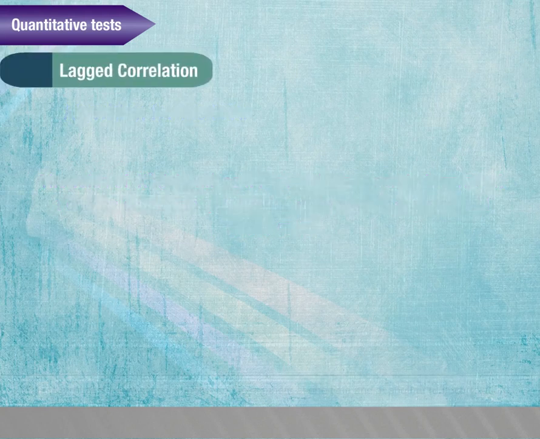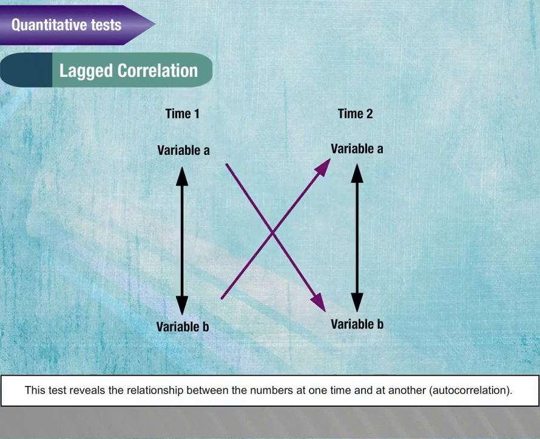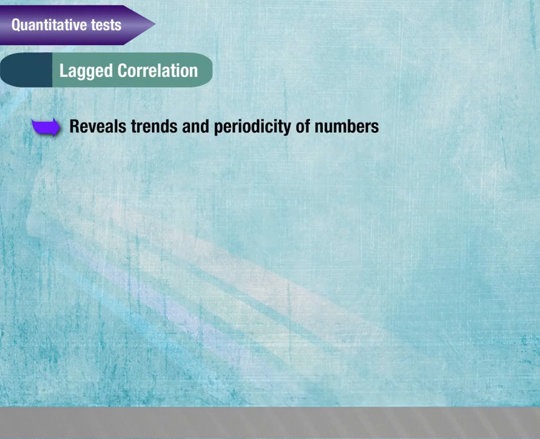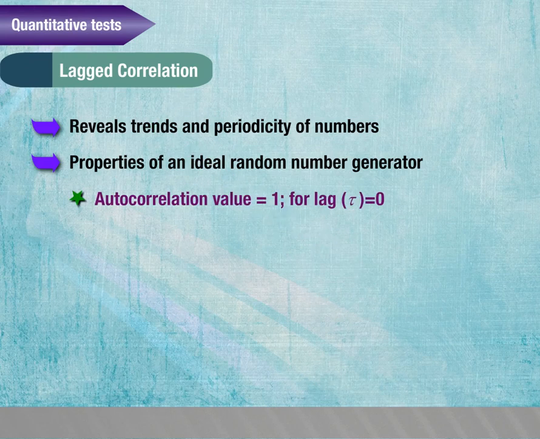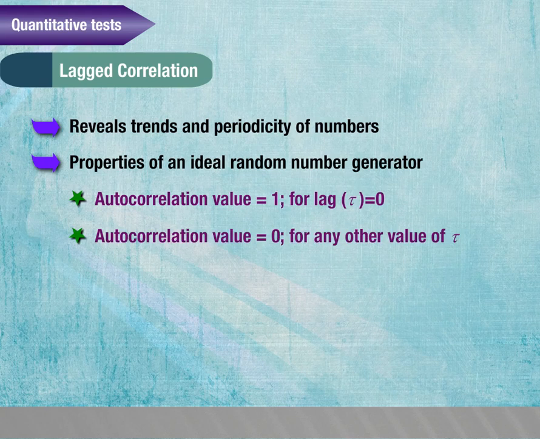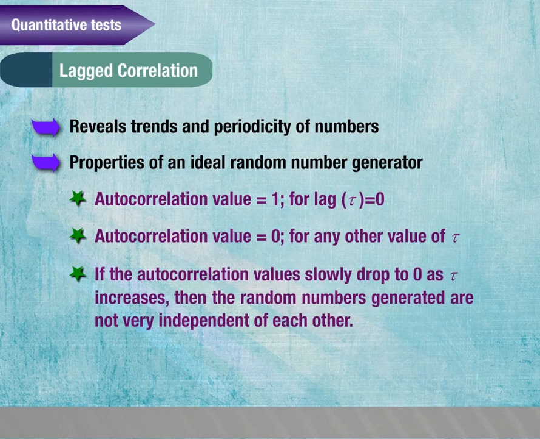Lagged correlation. This test reveals the relationship between the numbers at one time and at another, that is autocorrelation. It reveals trends and periodicity of numbers. Properties of an ideal random number generator: the autocorrelation value is equal to 1 for a lag of tau equal to 0, and equal to 0 for any other value of tau. If the autocorrelation values slowly drop to 0 as tau increases, then the random numbers generated are not very independent of each other.